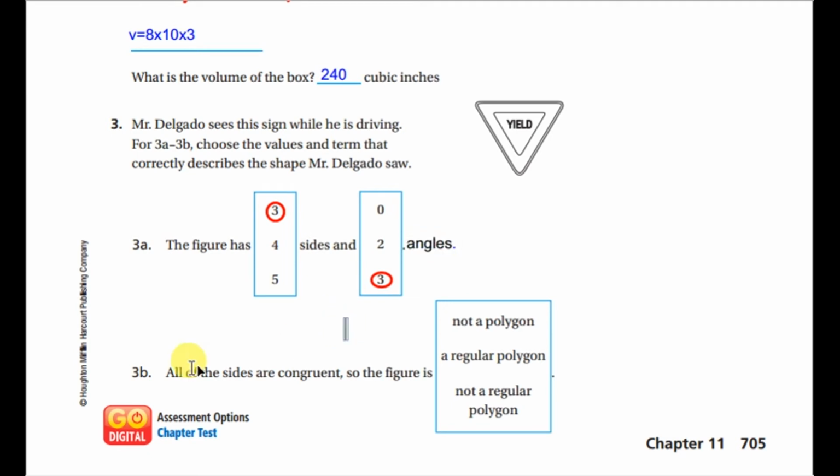Okay, all the sides are congruent, right? Can you see that all 3 sides are equal? So is the figure not a polygon? Of course it's a polygon. A regular polygon is named on any shape that has equal sides and equal angles. Not a regular polygon? No, of course. So the right answer here is that it is a regular polygon.